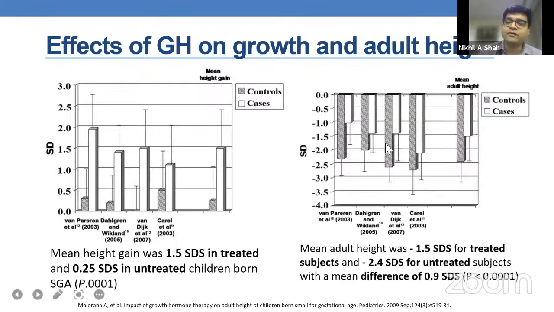And what about the final adult height? So again, the white are cases and the dark ones are the controls. So these are the various studies. So you can see that the final height is much better in cases, as you have to realize that the scale is in minus. So mean adult height was minus 1.5 standard deviation for treated subjects and minus 2.5 standard deviation for untreated subjects. So treated children were much, much taller than the untreated children.